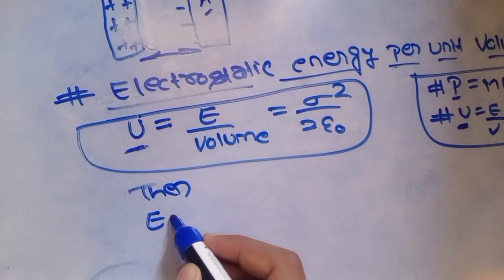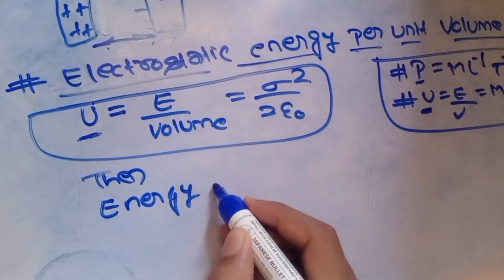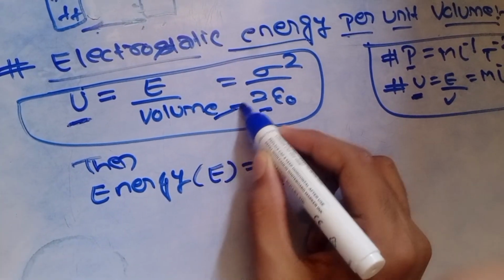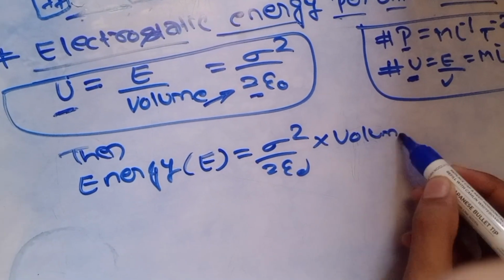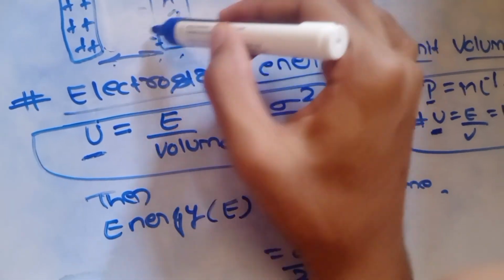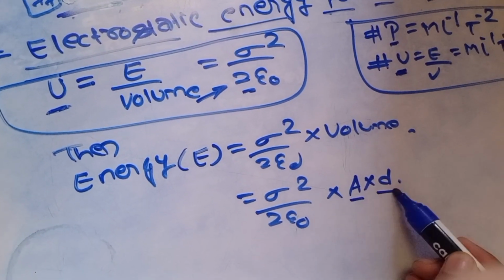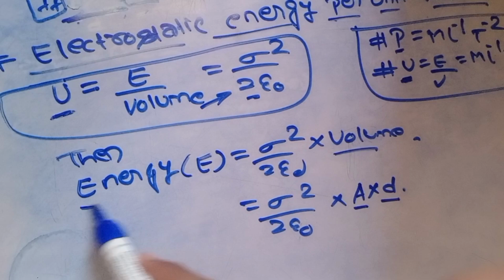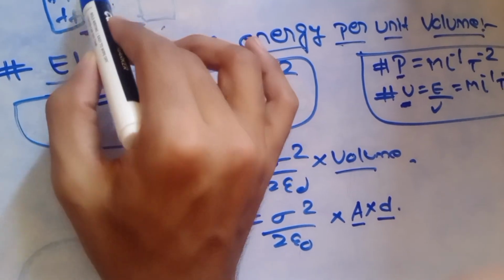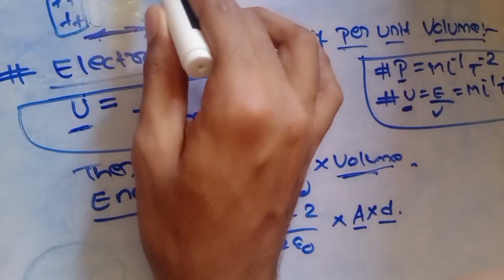So then, what is the energy present between the parallel plate capacitor? It is represented by E equal to sigma square divided by 2 epsilon naught into volume. So sigma square divided by 2 epsilon naught, and volume is area into distance d. Why is area into distance d the volume? Because we have to find the energy between the parallel plates of the capacitor. So volume is area A into distance d.